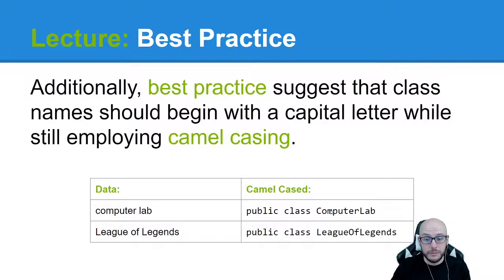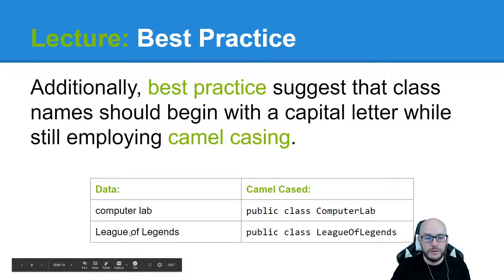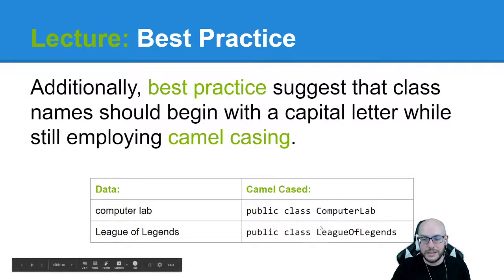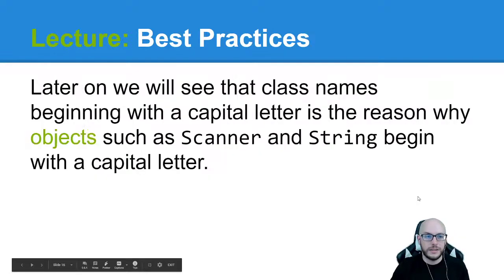These are user-defined symbols as well. Here I have a public class ComputerLab. I'm still employing camel casing. We're just beginning the user-defined symbol with an uppercase letter. If I create League of Legends here, again, I'm using it as a class name. We see public class LeagueOfLegends, and I am distinguishing new words using uppercase letters, but because it is a class, I'm beginning with an uppercase letter.